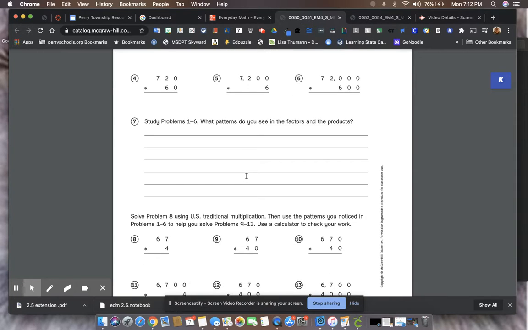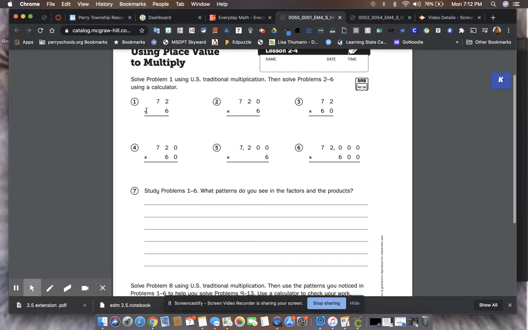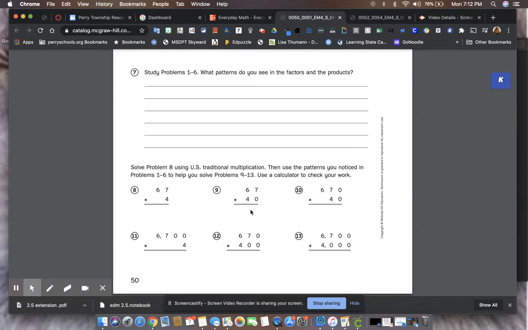Then you'll have a submission box where you can type in your answer on the Canvas, but you're going to be answering what patterns you see in the factors and the products. So you're going to be using your answers for 1 through 6 and looking for a pattern and what patterns you see in their factors and the products.